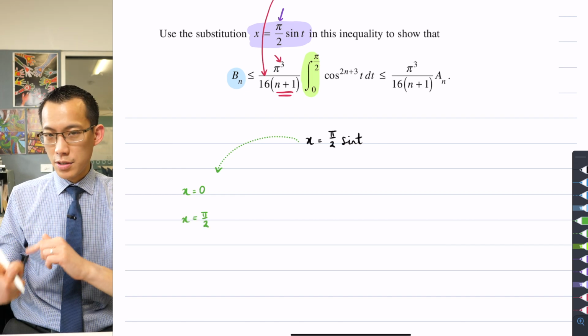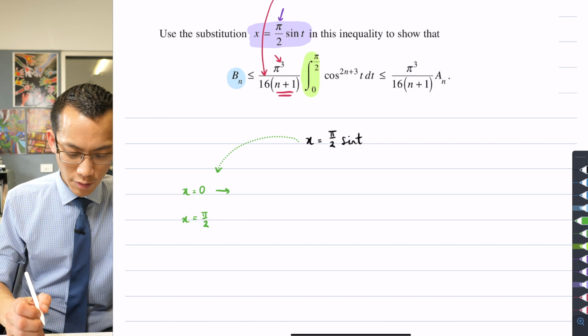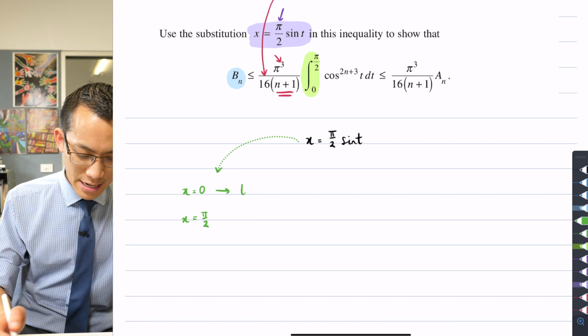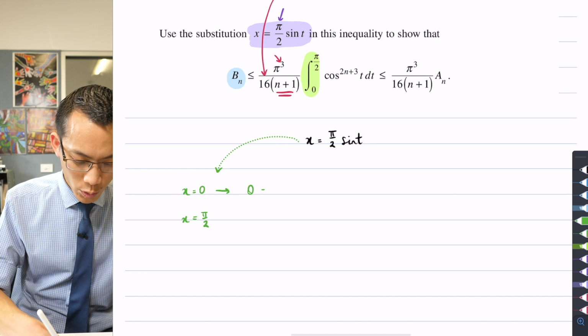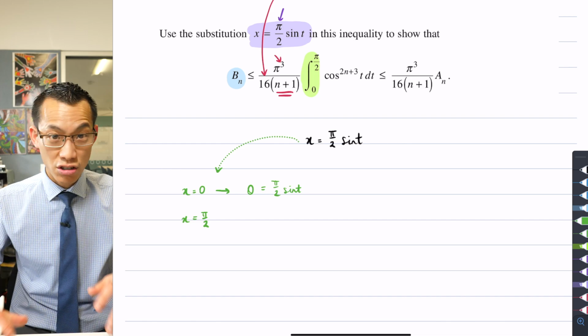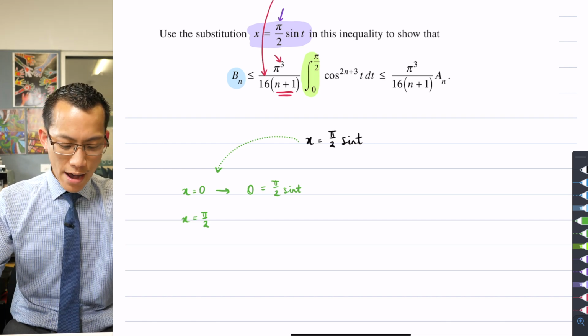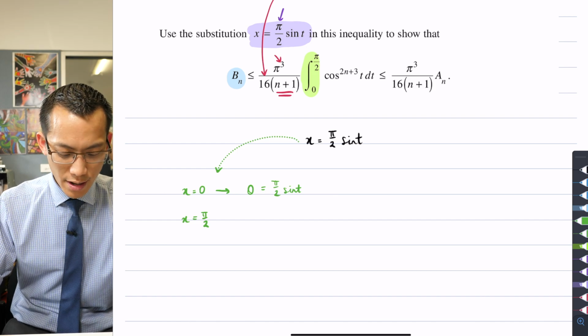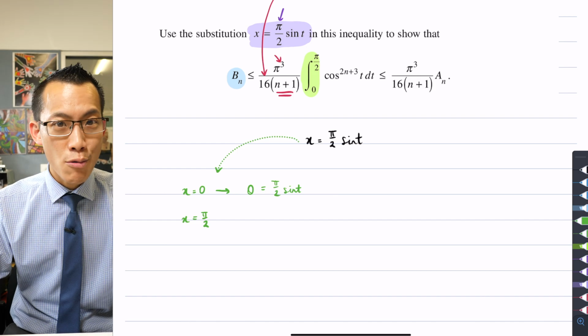So when I substitute that in, what's t going to give me? Well, think about this, right? I'm going to have 0 equals pi on 2 sine t. Well, divide through by pi on 2, it doesn't matter. What value of t is going to be appropriate to give me 0 on the left-hand side? And the answer is, well, t equals 0 will do it, right?